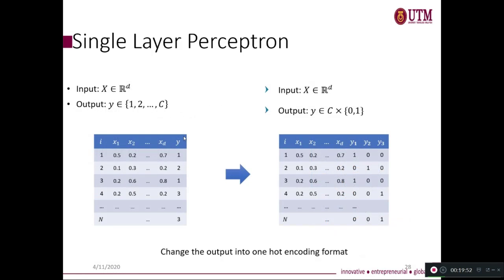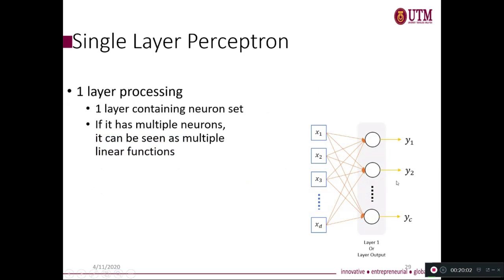Okay, so you can see that once you change into this one hot encoding format, now your network will become like this. Meaning that if you have 3 classes, at the output layer you will have 3 neurons. If you have n number of classes, then at the output layer you have n neurons, or c number of classes in this notation. So that is the architecture of ANN in single layer perceptron.